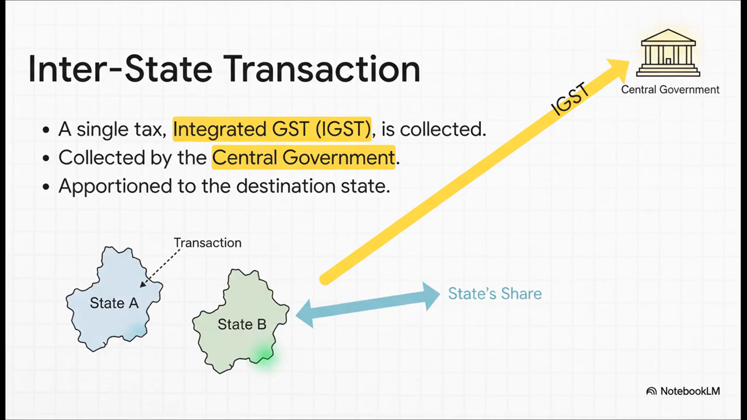And this is an absolutely critical feature. GST is a destination-based tax. That means the tax money goes to the state where stuff is actually consumed, not where it was made.